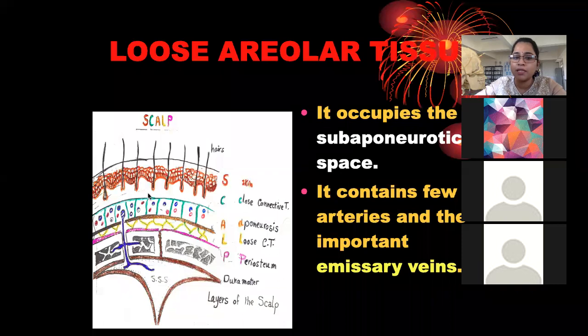So now we have this fourth layer, which is important. There are two clinical features for the fourth layer. One is the dangerous area of the scalp. And second, it is also called safety valve hematoma. What is it called? Safety valve hematoma. Okay, once again, I'll repeat. Safety valve hematoma. What is safety valve hematoma? Hematoma means blood. Blood accumulation is called hematoma. So why is it called safety valve hematoma?